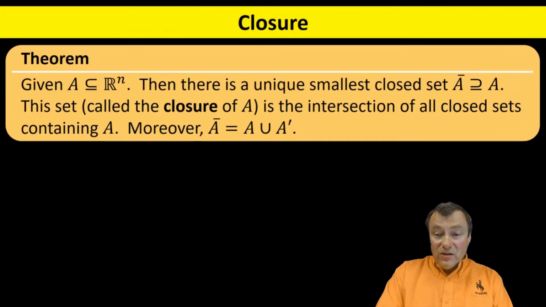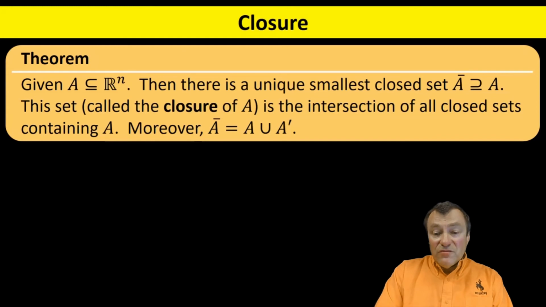Everybody wants to talk about closure. How do you find closure? So let's talk about how you do that. Let A be any set of points. Then there is a unique smallest closed set containing A, called the closure of A, denoted A bar. If A is already closed, then the closure of A is A itself. Well, how do you find the closure of A? The theorem says that if you take the intersection of all the closed sets containing A, that should be the closure, A bar.